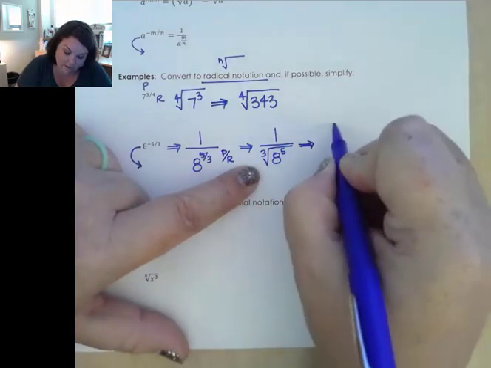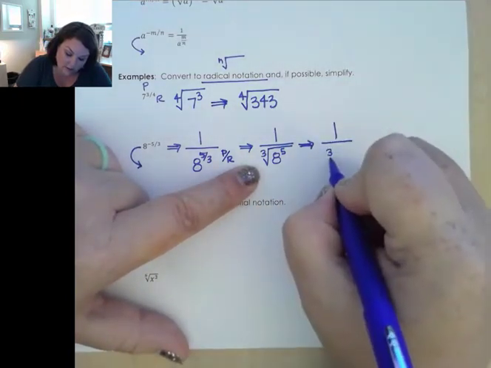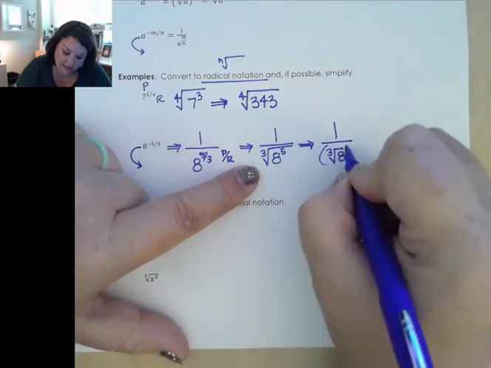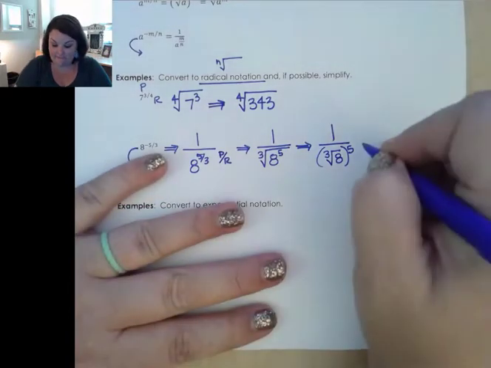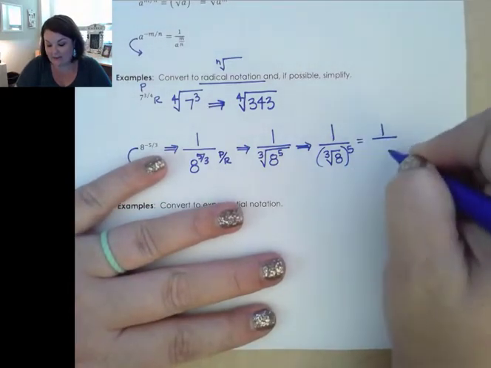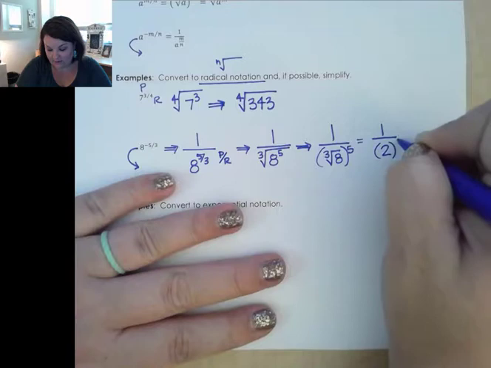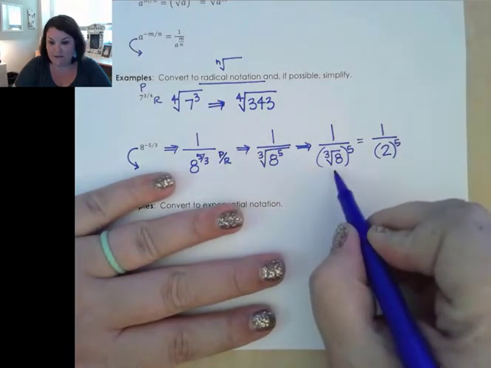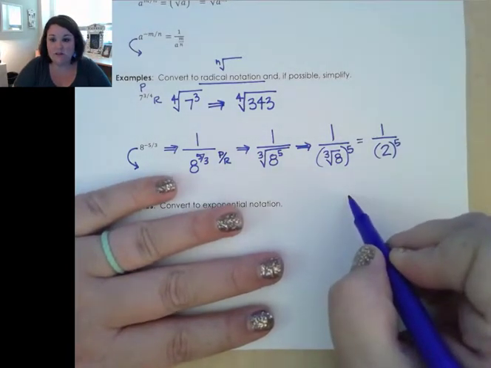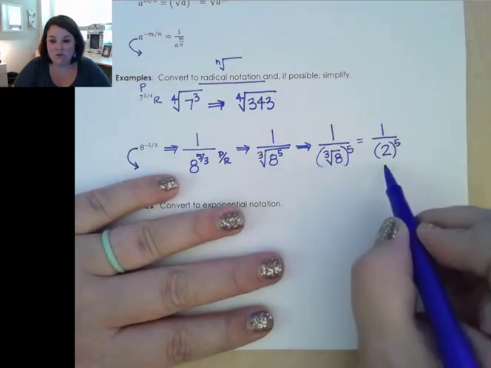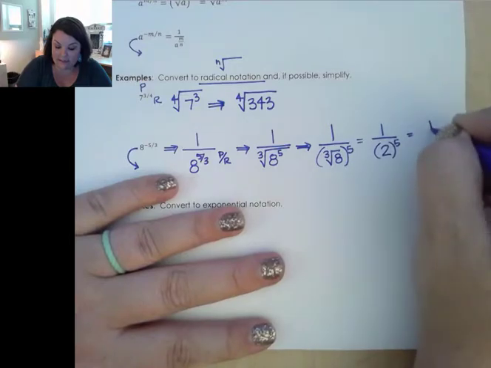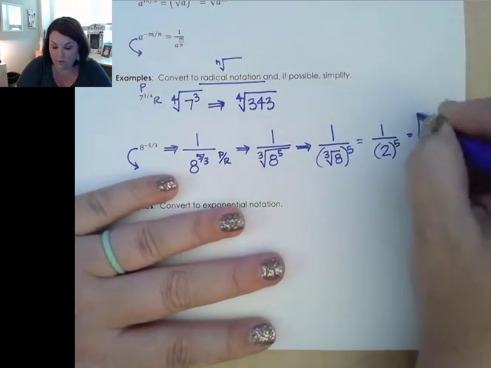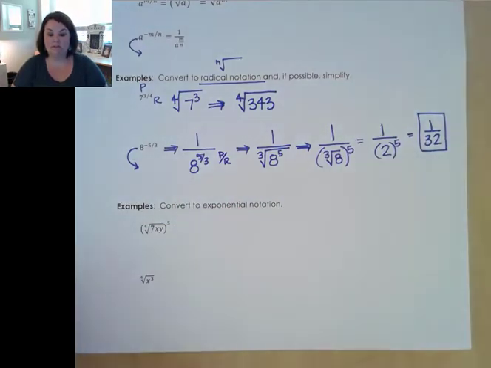So I'm just going to rewrite this. 1 over, I want to do the cube root of 8 first because I know what that is, and then I'll apply the 5th exponent, okay? So the cube root of 8 is 2, right? And if you need to, you could prime factor this down and you'll end up with 3 2's. Okay, so the cube root of 8 is 2, and now I apply that 5th power. 2 to the 5th power is 32. So I end up with 1 over 32. Okay, so far so good?